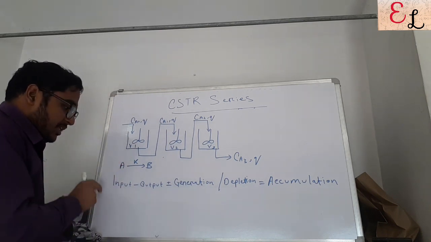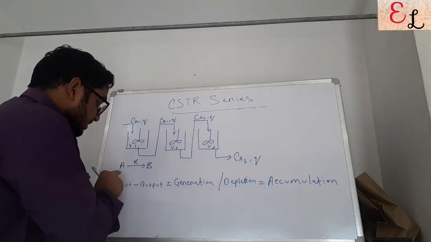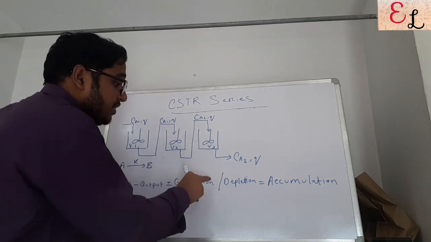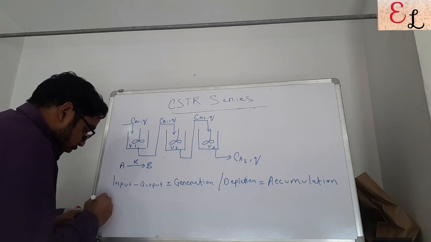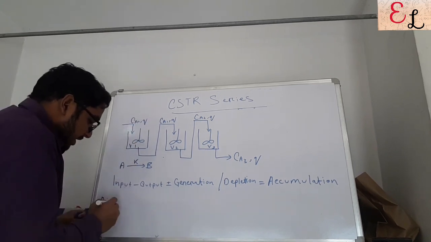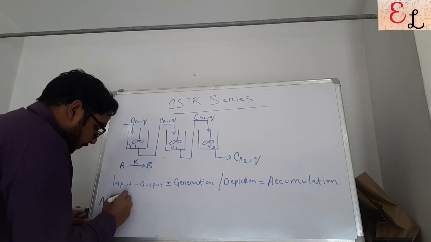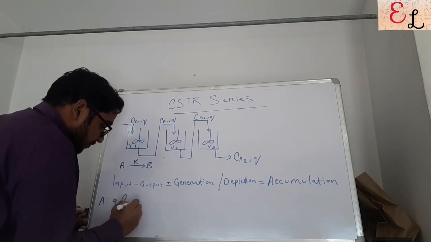So let us first consider the basic equation of material balance, that is, input minus output plus or minus generation or depletion is equal to accumulation. So in terms of component A, what is the input? Q into Ca0, that is, the inlet flow into the concentration of A. What is the output?